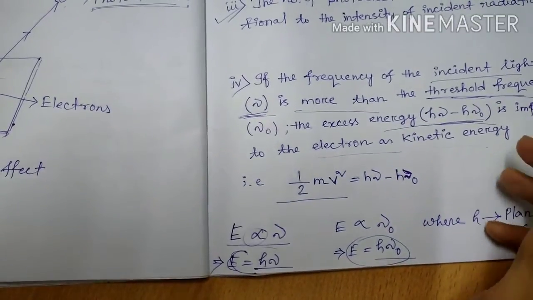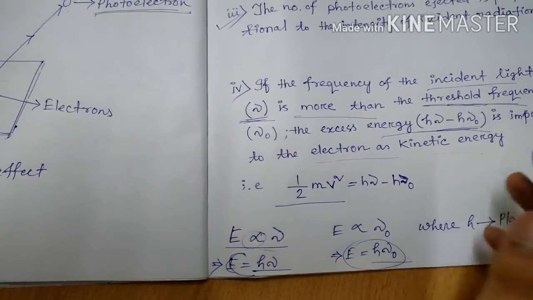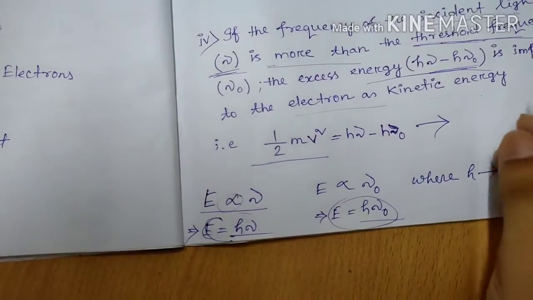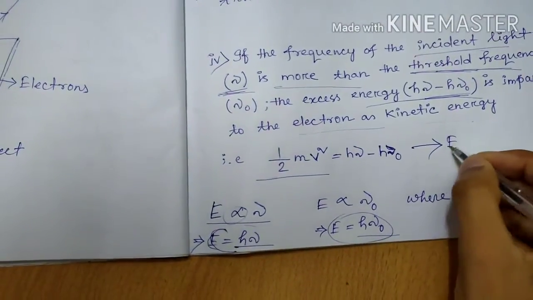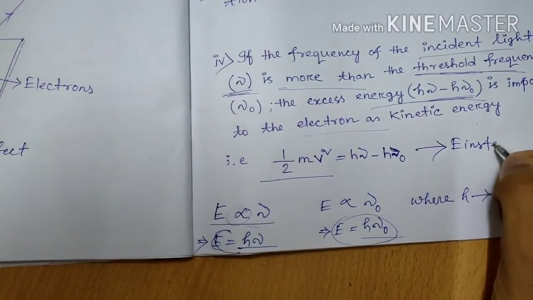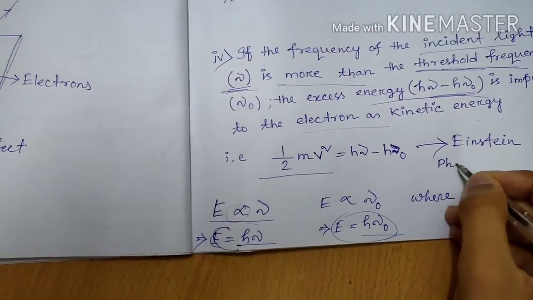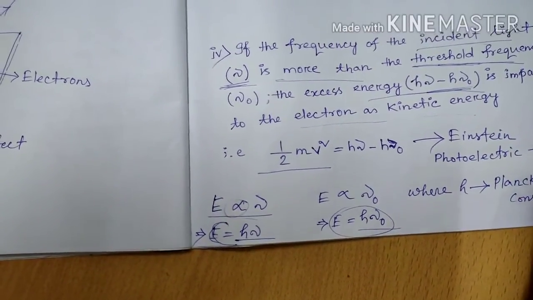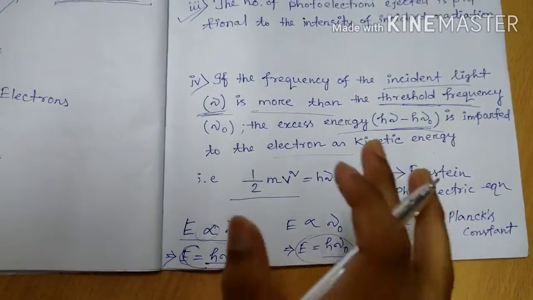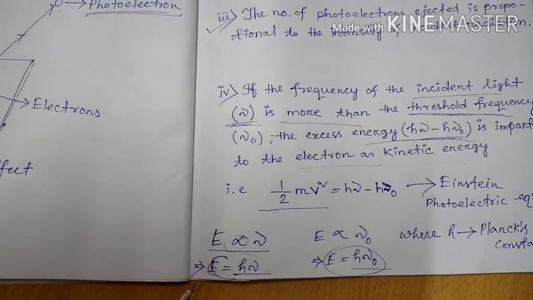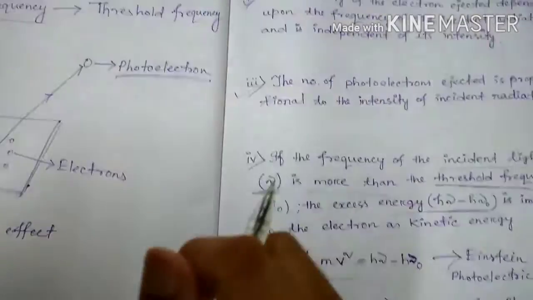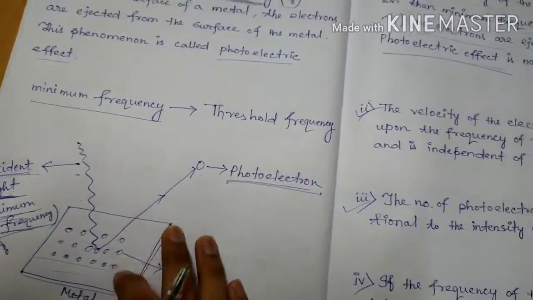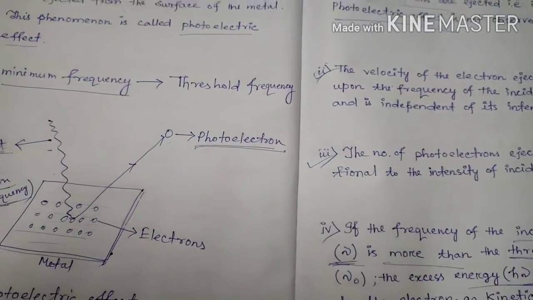Okay, and this equation is called Einstein photoelectric equation. Okay, so this is the number 4 point. Okay, so we have discussed the photoelectric effect and the main points of this photoelectric effect.